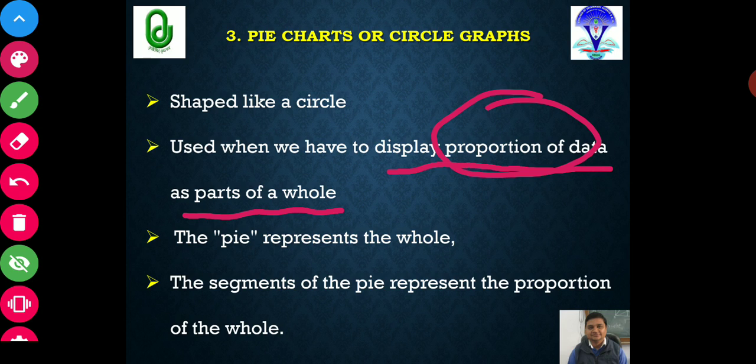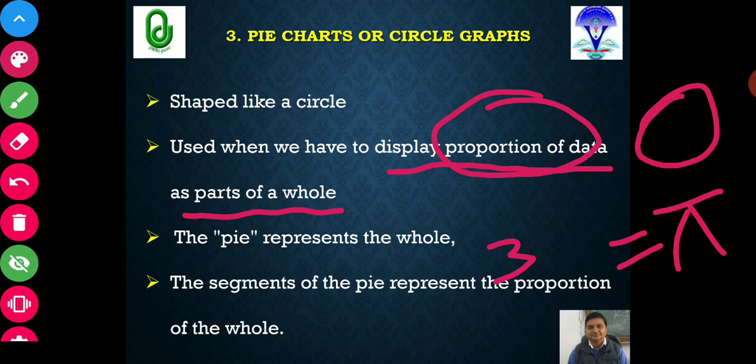The pie represents the whole. I have already told you that it represents the proportion of data. So the whole is represented by a pie, and the segments of the pie represent the proportion of the whole. The pie is equal to 360 degrees. A pie represents a circle, and the proportion of this whole circle is the segment of the pie.